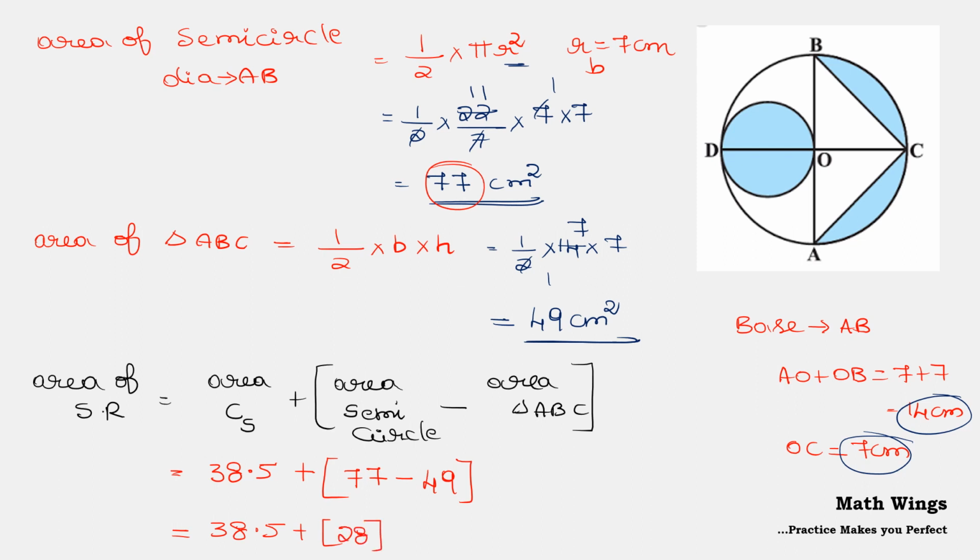So here I have 38.5 plus 28. So this implies, what's the answer? The answer is 66.5. And what will be the unit? Unit is centimeter square. Therefore, the area of the shaded region is equal to 66.5 centimeter square. Correct? Yes. So, let us move on to the next question.